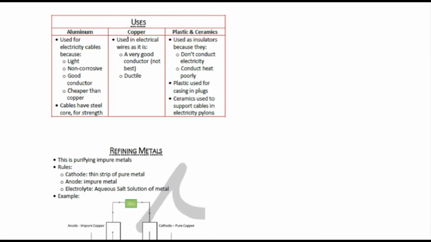Okay, now copper, used in electrical wires as it is a very good conductor. Not the best, but it is good enough. Okay, so for normal use, electrical wires, compared to electricity cables. So try to imagine that electricity cables are outside of the house, those set up by the government, the TNB, okay? And electrical wires are normally used inside the house, the cable inside the house, okay?